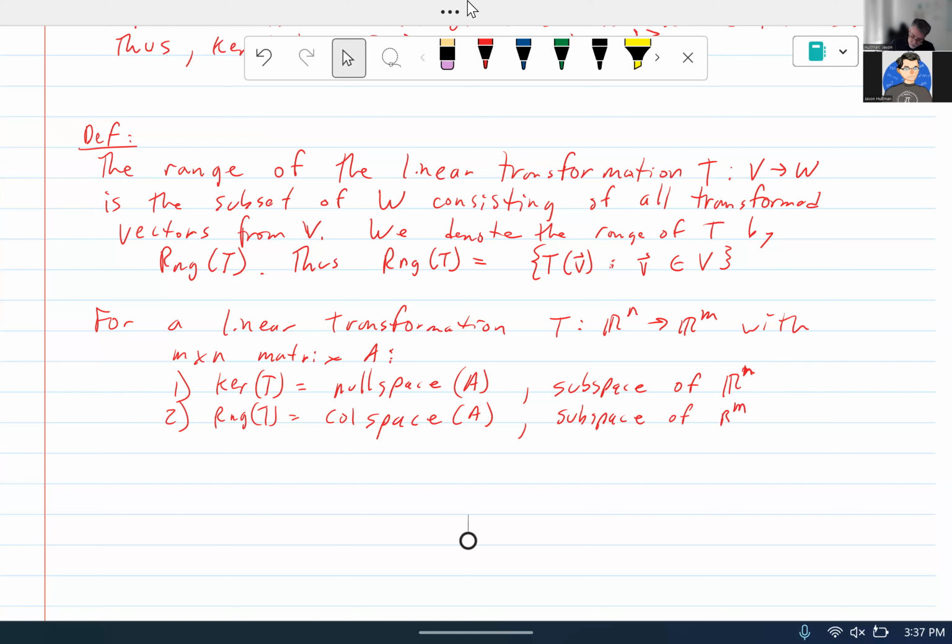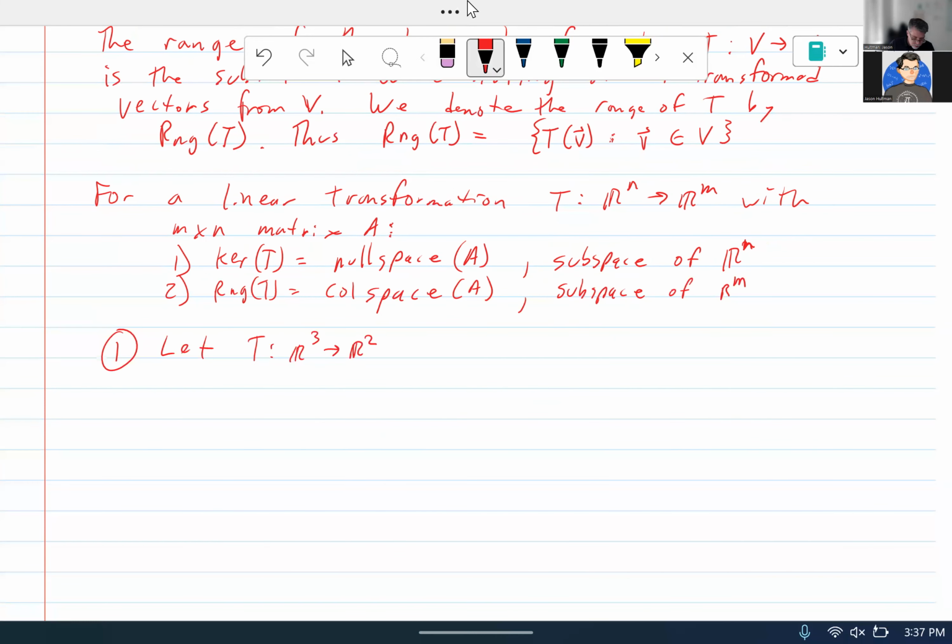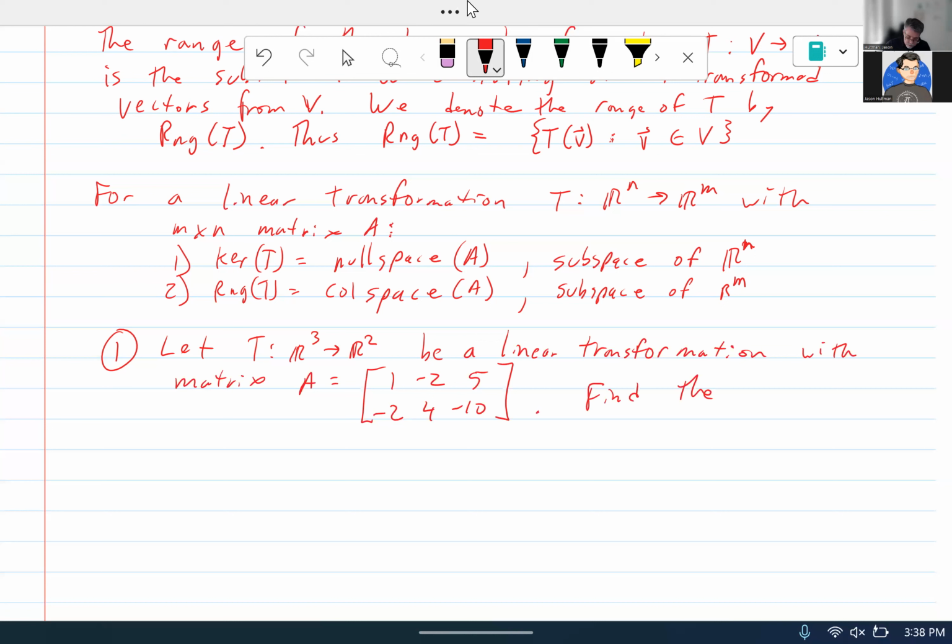Number 1. Let T go from R^3 to R^2 be a linear transformation with matrix A equaling 1, -2, 5, then -2, 4, -10. Find the kernel and range of T.